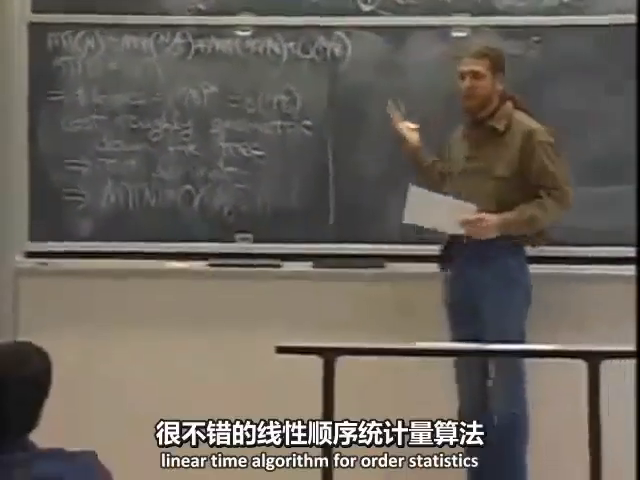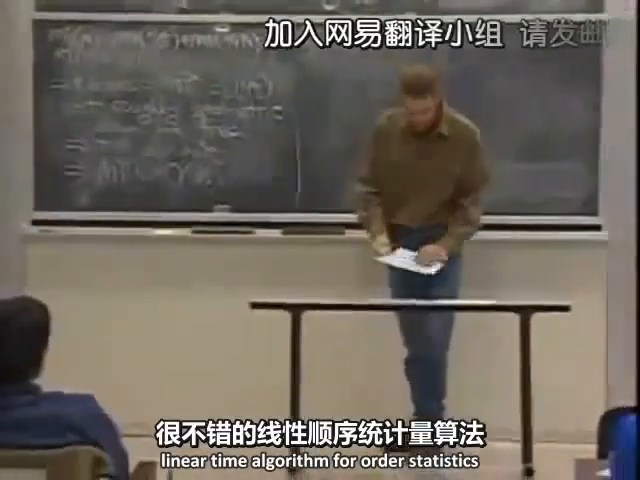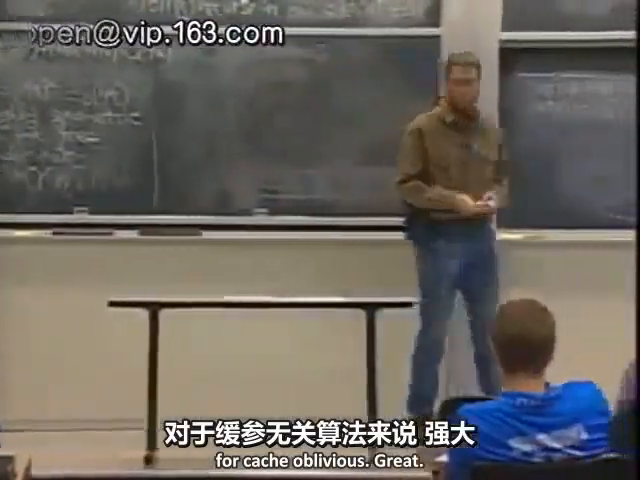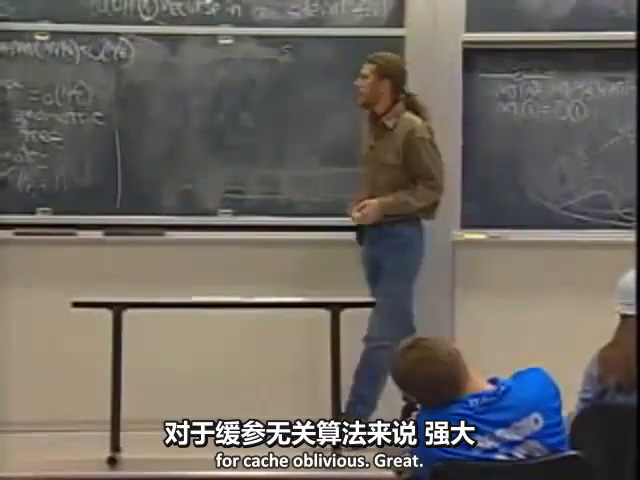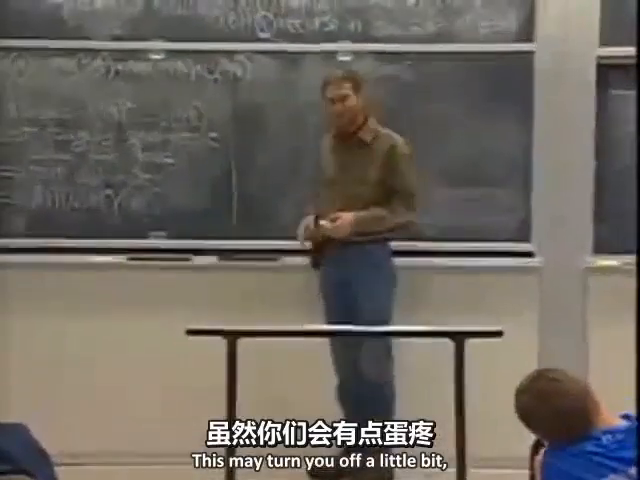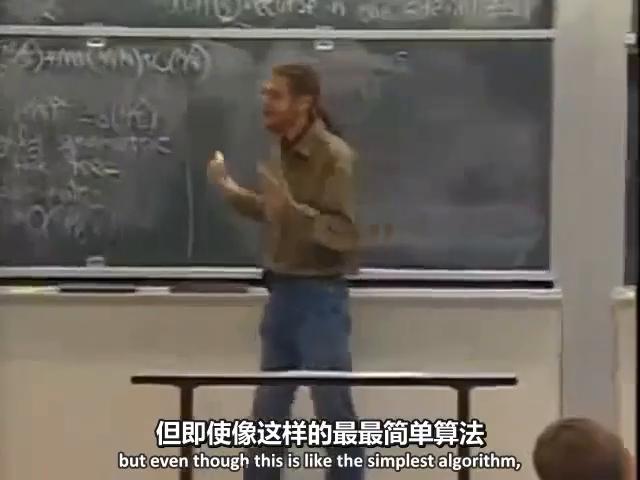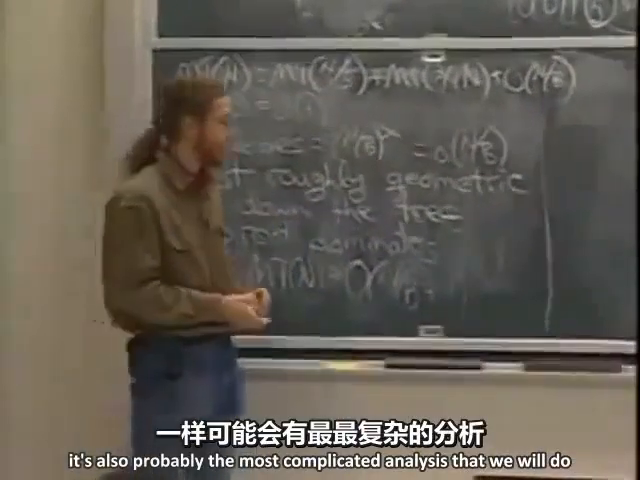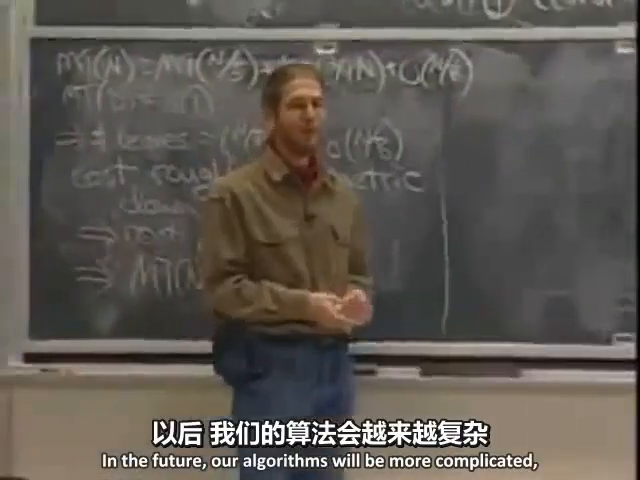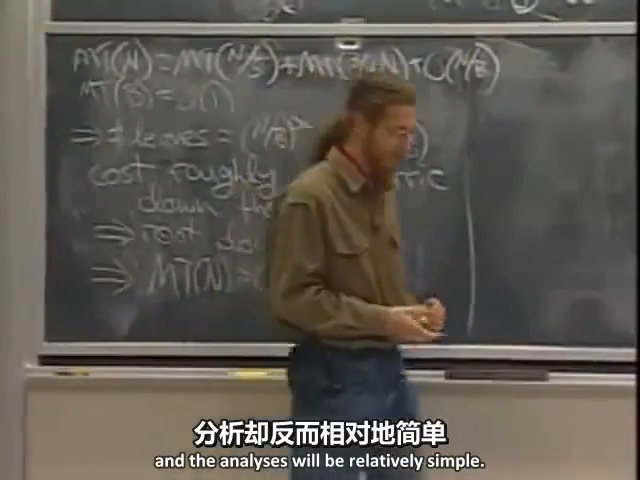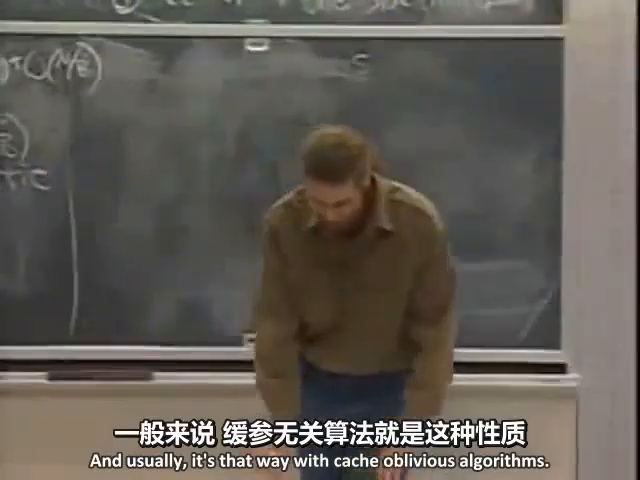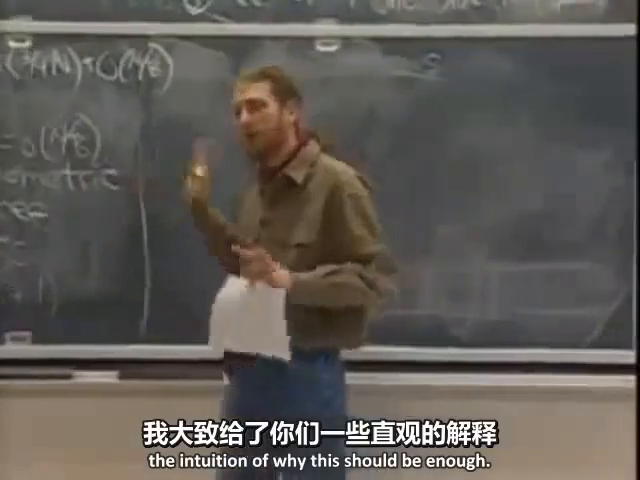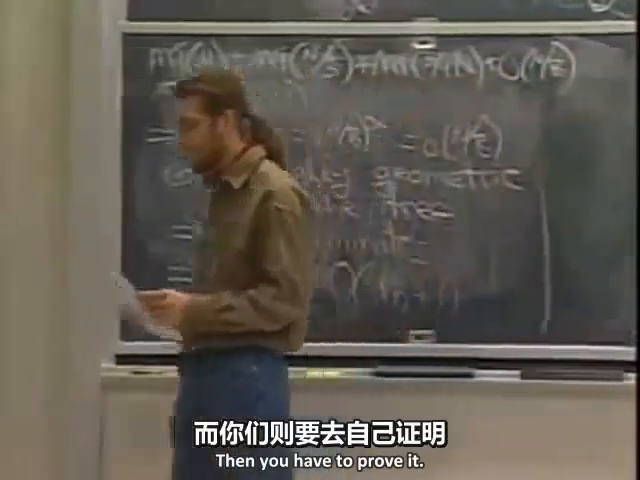So this is a nice linear time algorithm for order statistics, for cache oblivious. Great. This may turn you off a little bit, but even though this is the simplest algorithm, it's also probably the most complicated analysis that we will do. In the future, our algorithms will be more complicated and the analyses will be relatively simple. And usually it's that way with cache oblivious algorithms. So I'm giving you this as the intuition why this should be enough. Then you have to prove it.